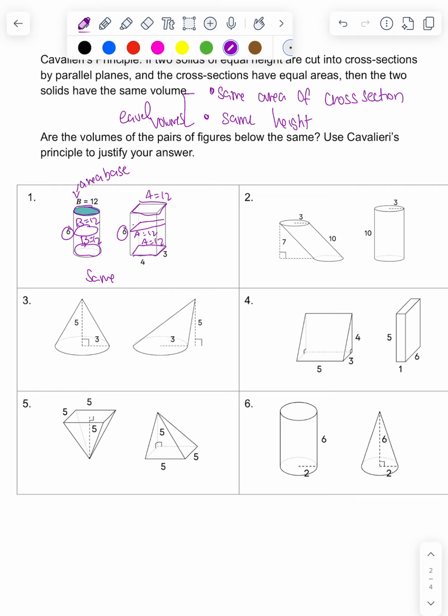So I'm going to write here same volumes. And notice that these are different solids. It doesn't matter. As long as the area of the cross sections are the same and the heights are the same, according to Cavalieri's principle, they're going to have the same volumes.